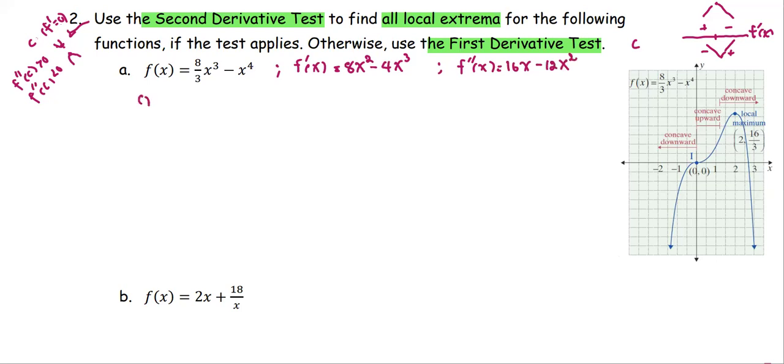To find the critical value, f prime of x equals 0, or 8x squared minus 4x to the third equals 0. Factor 4x squared out. We have 4x squared times (2 minus x) equals 0. So we have two critical values, x equals 0 and x equals 2.